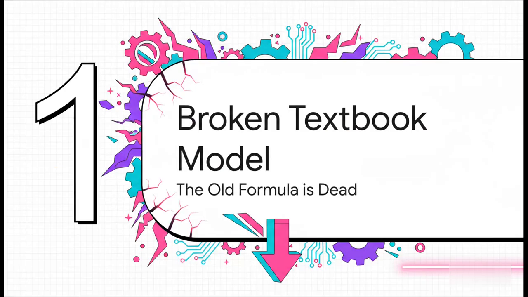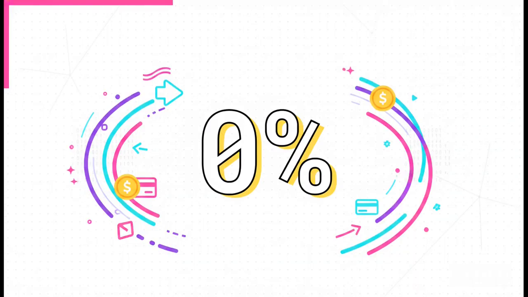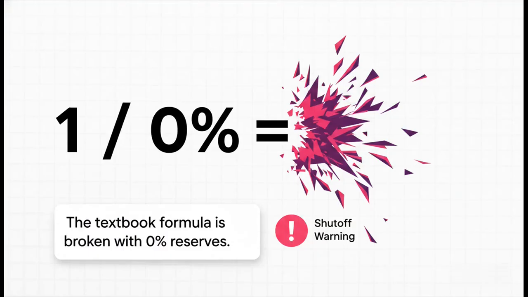Part 1, the broken textbook model. For decades, we were all taught a clean, predictable formula for credit expansion. But here is a surprising fact that completely upends that old model. Since March 26, 2020, the U.S. reserve requirement on net transaction accounts has been exactly 0%. Yep, the Federal Reserve completely eliminated reserve requirements for all U.S. depository institutions.